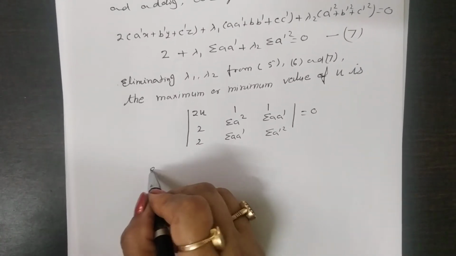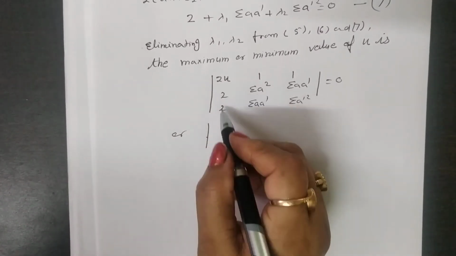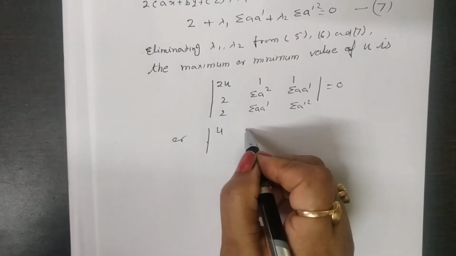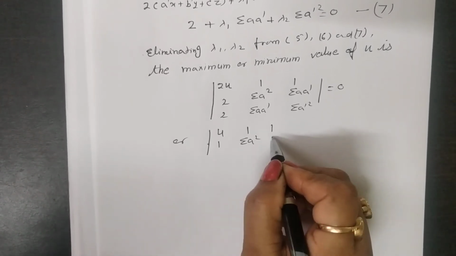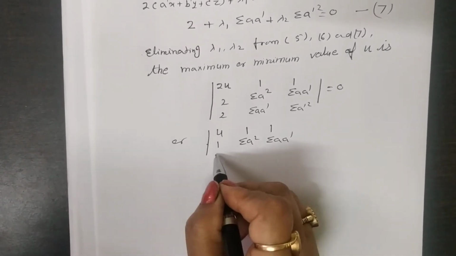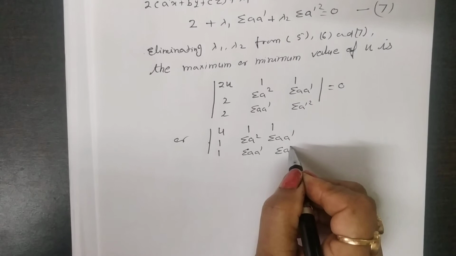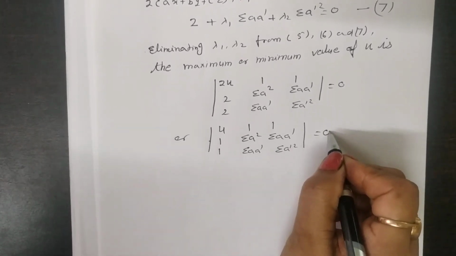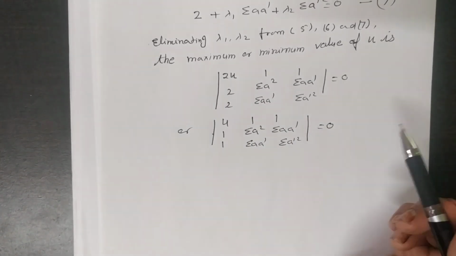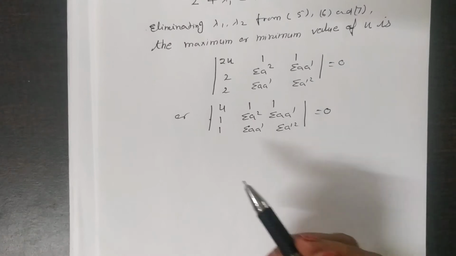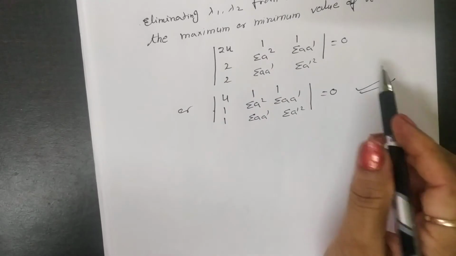Or we say that, 2 being common from the first column, this is u, 1, 1; 1, sigma a square, sigma a a dash; 1, sigma a a dash, sigma a dash square, equal to 0. Because dividing this column 1 by 2 we get this one. This is your condition for the minimum or maximum of u.